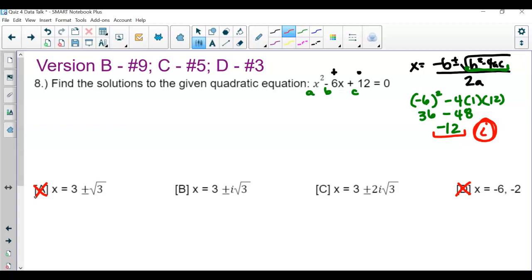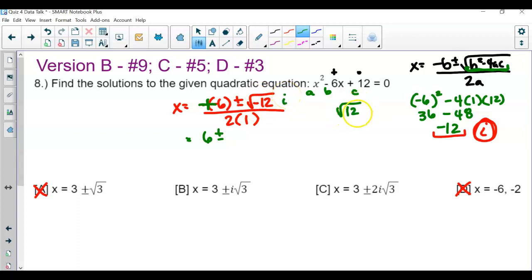Now I'm going to continue. So x is equal to negative b, which again is negative 6, plus or minus the square root of negative 12, all over 2 times a, which here is 1. Notice how we do have two negatives making a positive. So that is now 6 plus or minus. Now see how we're taking the square root of a negative, so I know I need i. On the side here, let's simplify.